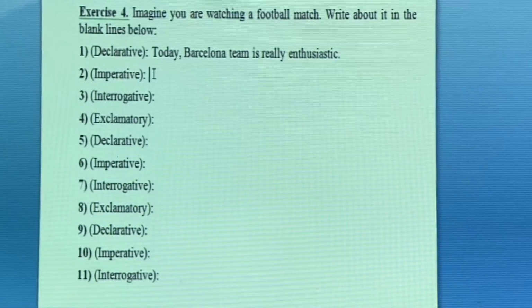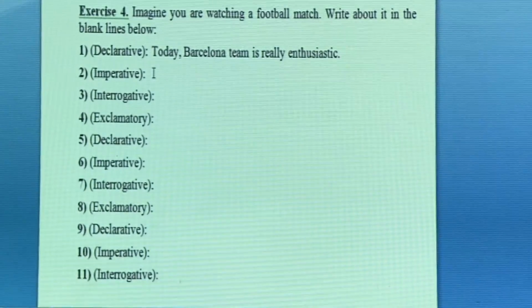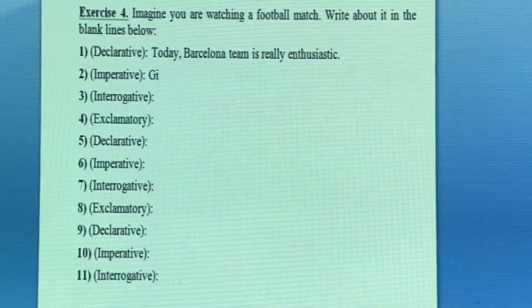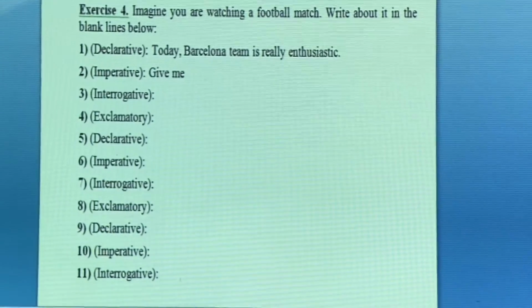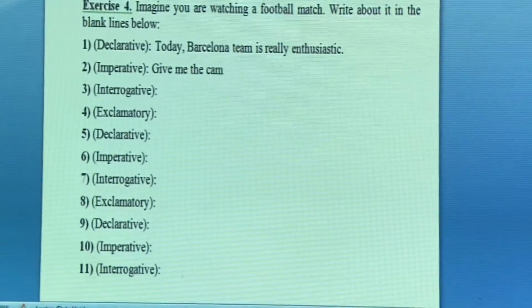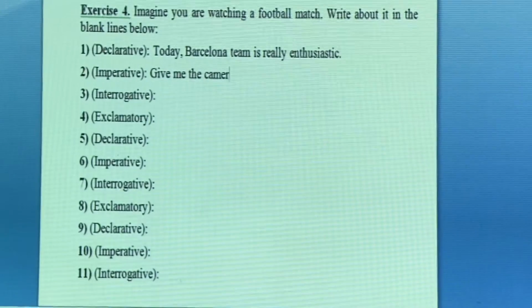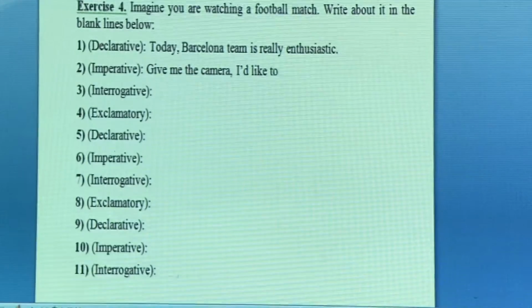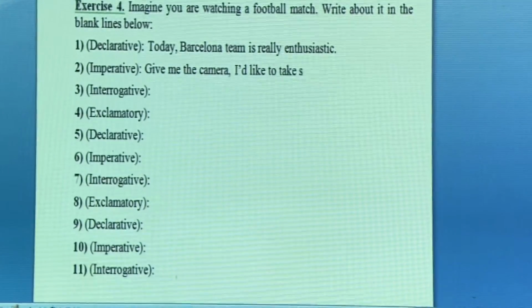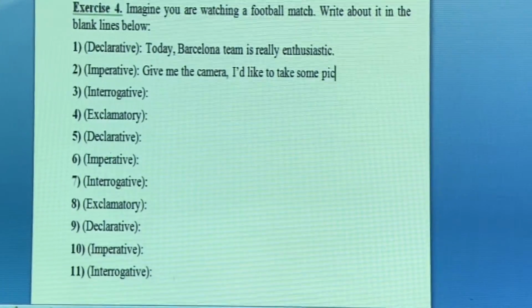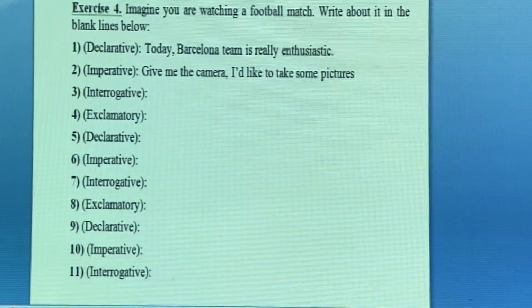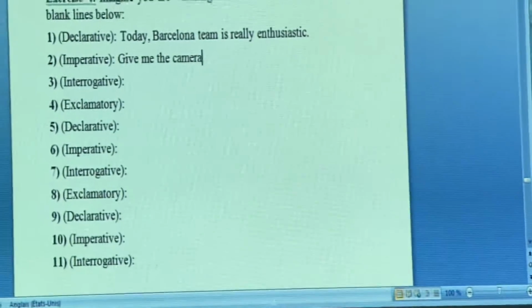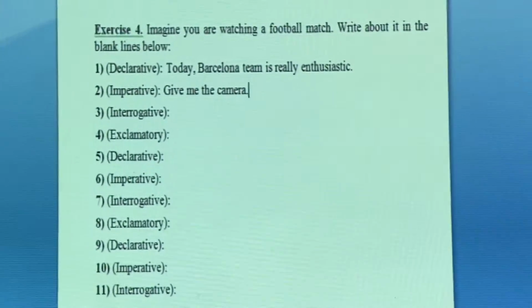Imperative. Imagine you are with your friend watching the football match. So tell him, give me the camera. I'd like to take some photographs or some pictures. Or give me the camera, or just you say, give me the camera, okay? To make it short sentence.